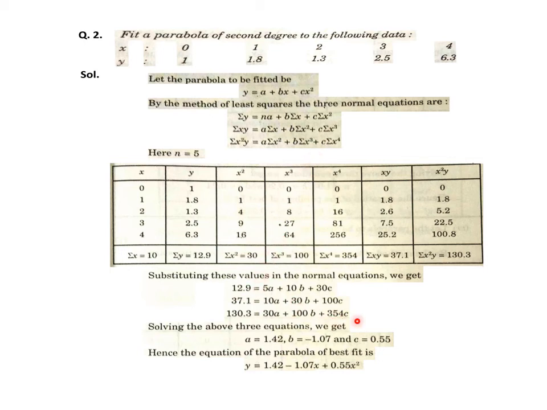We substituted all these values. Then there are 3 normal equations in 3 unknowns a, b, c, and by solving these 3 equations, the values of a, b and c are obtained: 1.42 for a, minus 1.07 for b and 0.55 for c. By substituting these 3 values in the assumed equation of parabola y equals a plus bx plus cx square, the final form of parabola is obtained as y equals 1.42 minus 1.07x plus 0.55x square. That is how we fitted a parabola in this problem and a straight line in the previous problem.